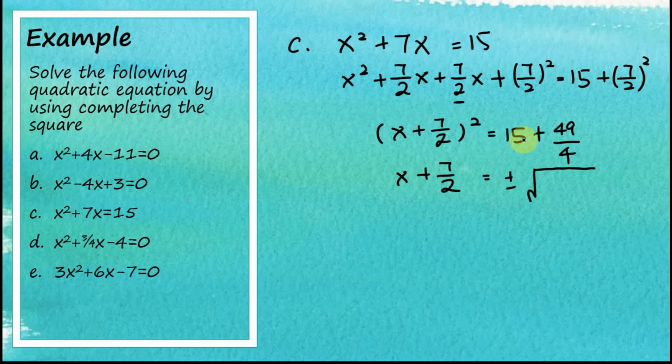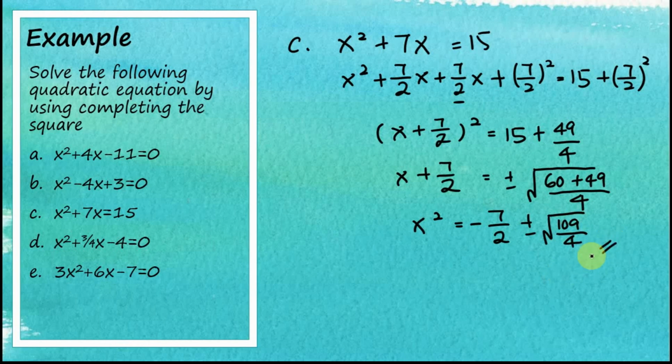Okay, to make them have the same denominators, the 15 we multiplied by 4, it becomes 60. 60 plus 49 divided by 4. Okay, so then my x is equal to, shift this to the right, it becomes negative 7 over 2, plus minus the square root of 109 over 4. Okay, so this is the solutions.